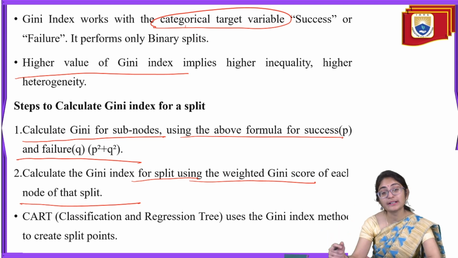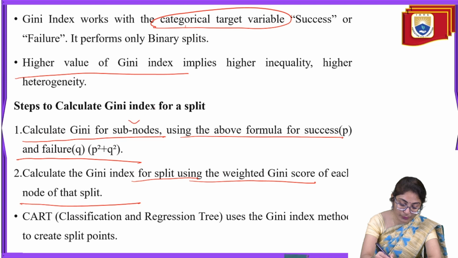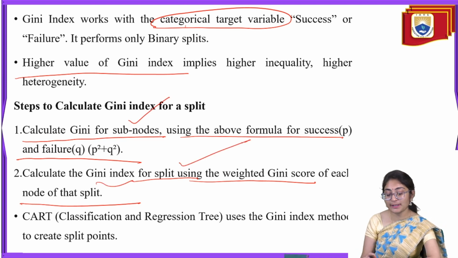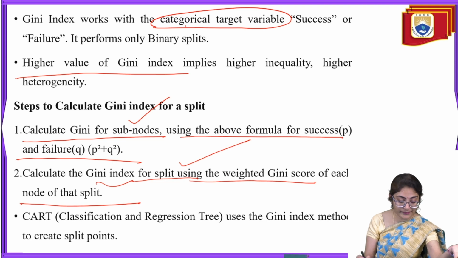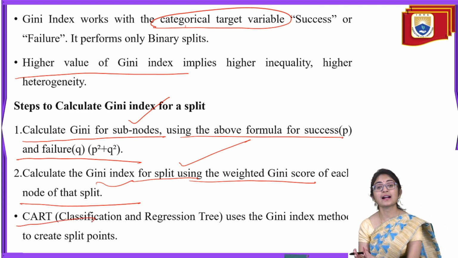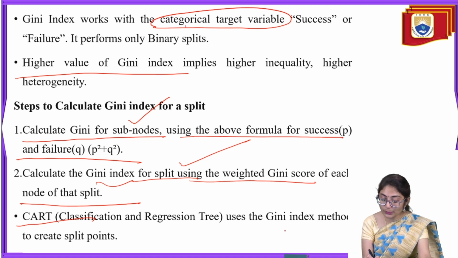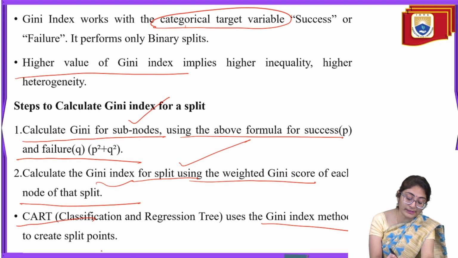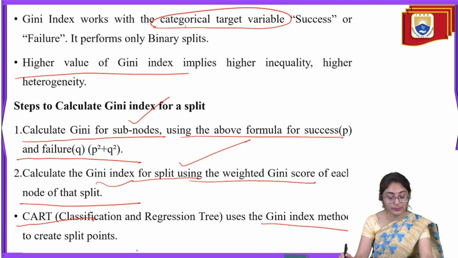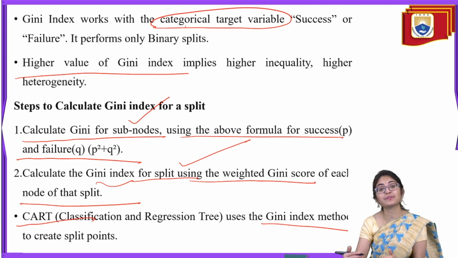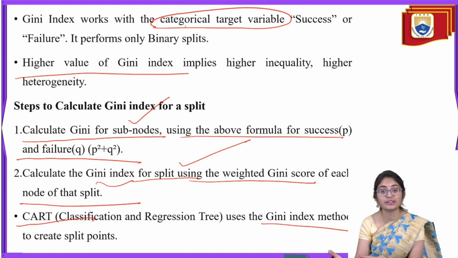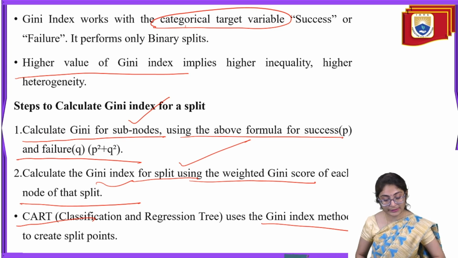First, you have to calculate Gini for the subnodes. Then you have to calculate the Gini Index for the split using the weighted Gini score. Then CART, that is classification and regression tree, uses the Gini Index method to create the split nodes, split points. Here you have to use the classification and regression algorithm for splitting your points.